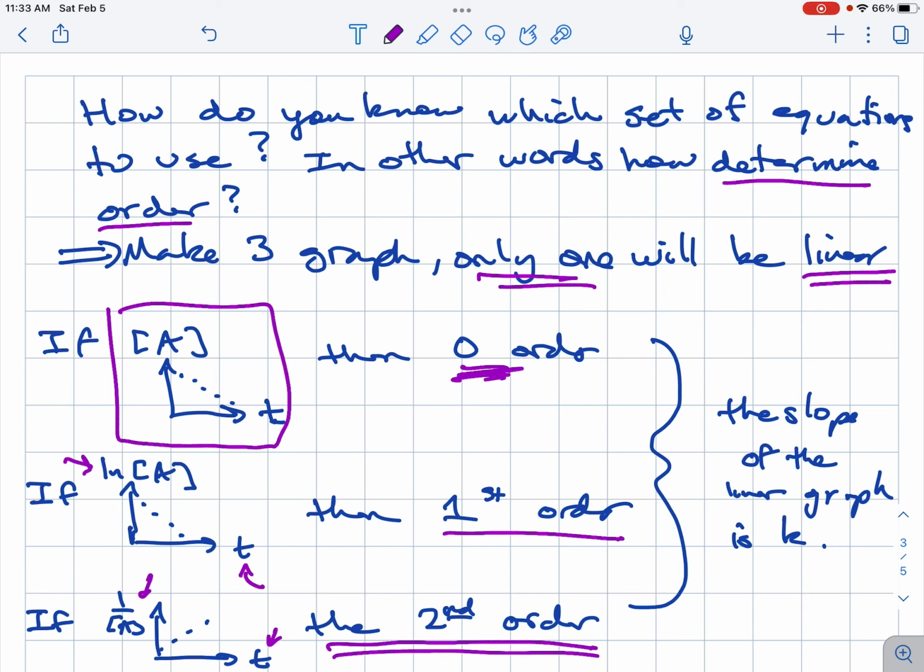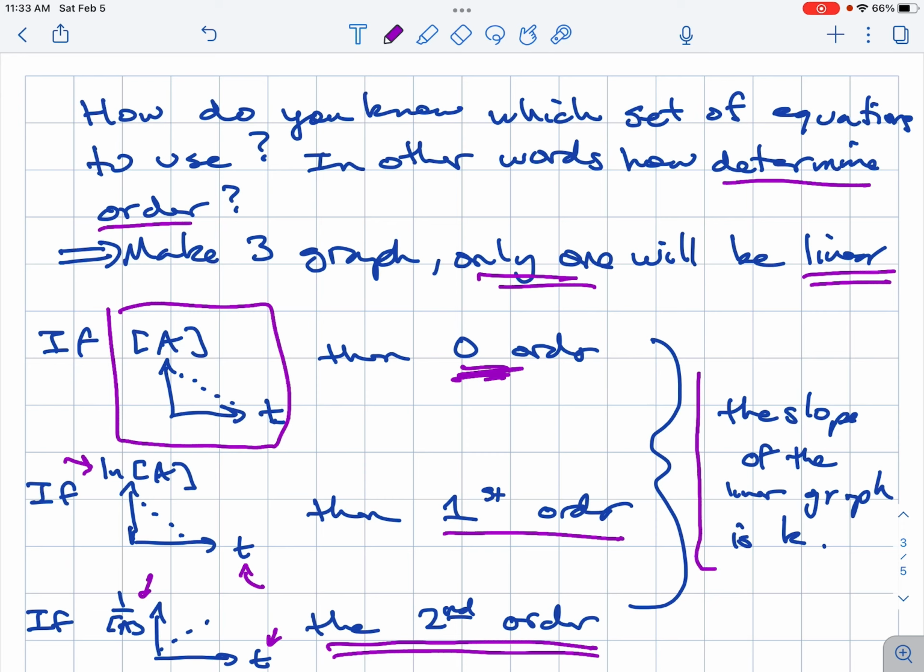What you'll find is that only one of these will be linear and the other 2 will be curves. So you'll have to make all 3 graphs each time, but only one of them will actually be a straight line. And then you can ignore the other 2 once you know which one is the straight line, but you always have to do the experiment. You'll get a chance to do this in lab at some point, but we're going to do a pencil and paper example here in just a moment.